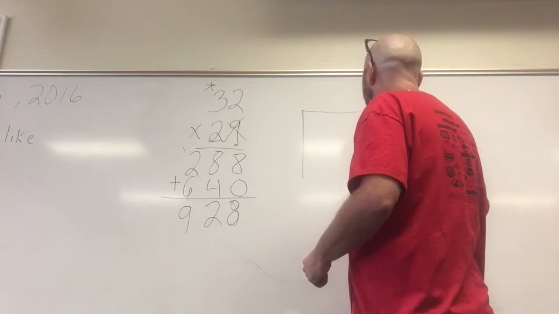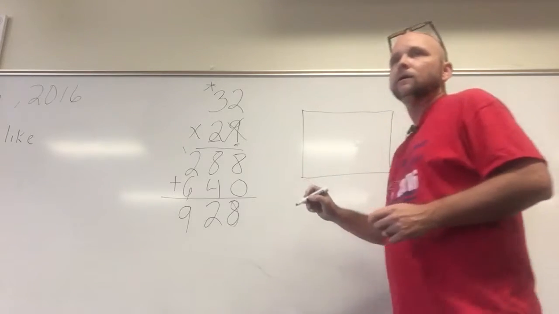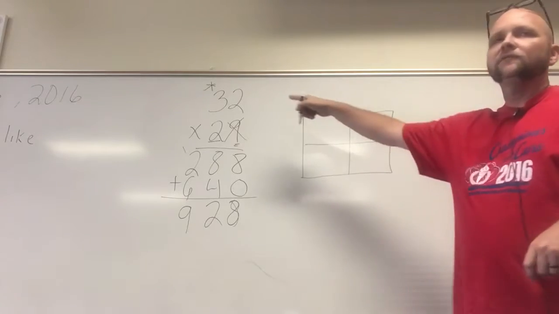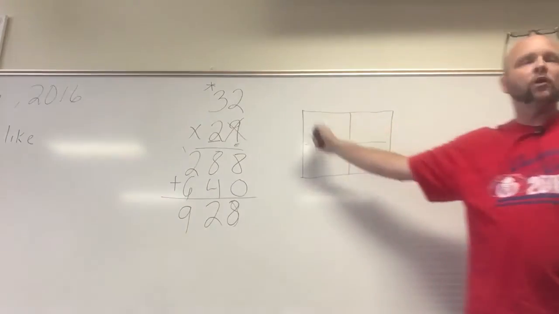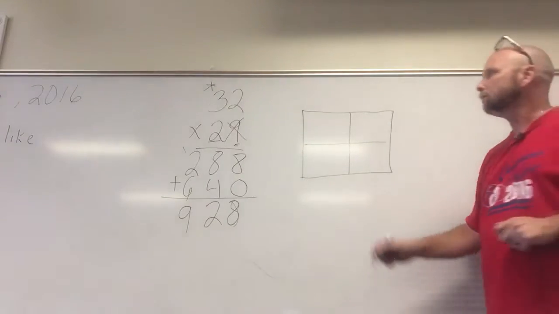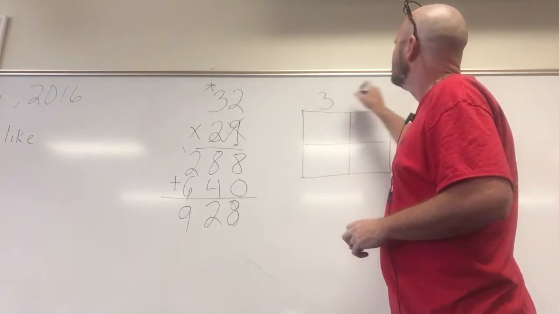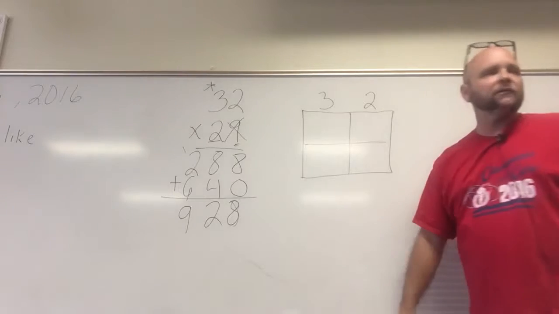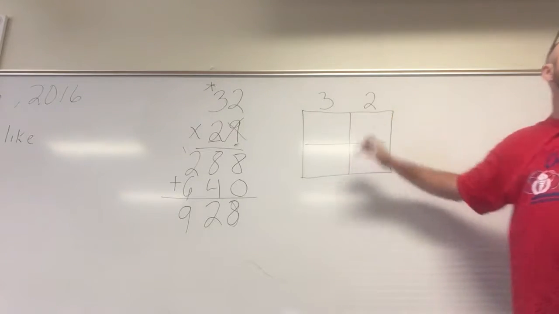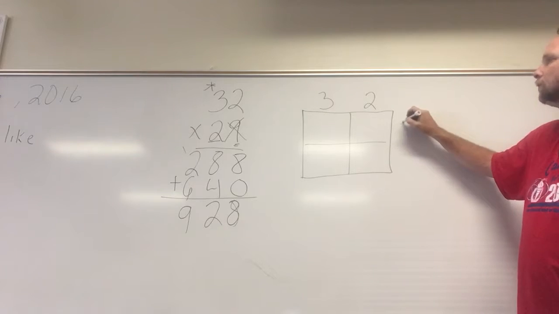Maya, you paying attention with me? They're making the box. All right, the lattice method. We have to have one column for each number in the first factor. We have to have one row for each number in the second factor.